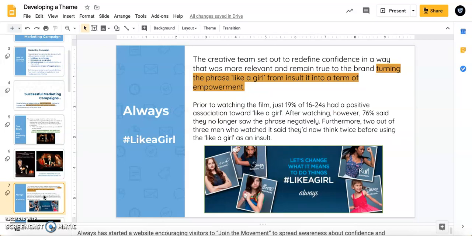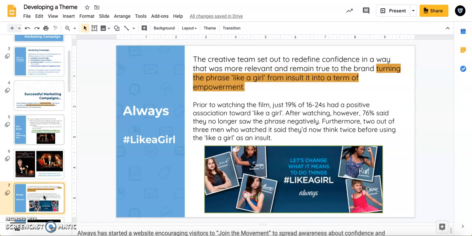Now, they really did a good job. This was supposed to be more of an empowering one, and they did the whole hashtag like a girl. So everything you see that they put together has that hashtag like a girl. So anything they put out had that. Now this was kind of turning the phrase like a girl from an insult into a term of empowerment.